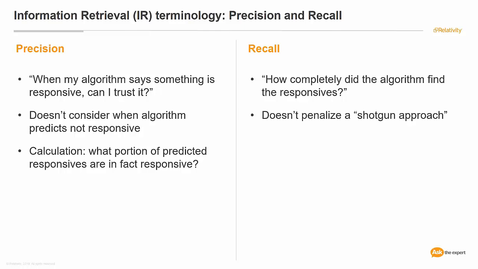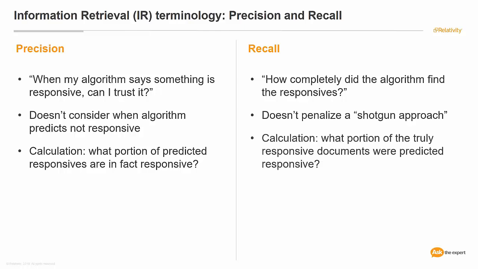So these two things need to be taken with a grain of salt. You have to consider which ones matter to you. But recall, the calculation is just we look at the actually responsive documents and we figure out what portion of them are predicted responsive. Of course, if we knew what the actually responsive documents were, we wouldn't even be in this business. So recall is a bit trickier to calculate because it's based on that. We'll talk about that some more in a bit.